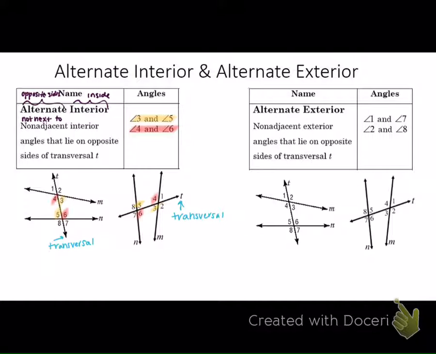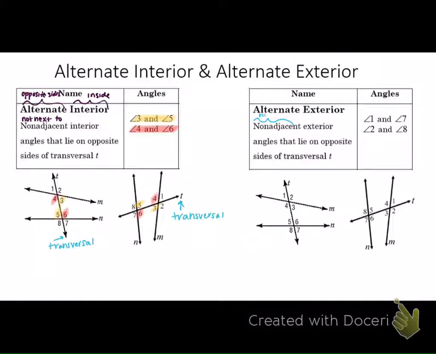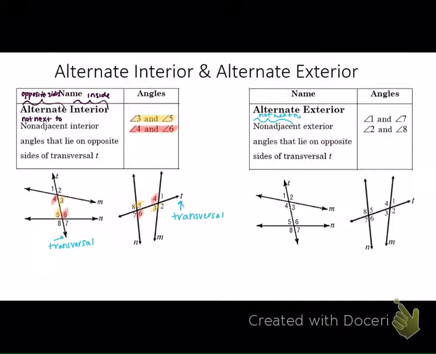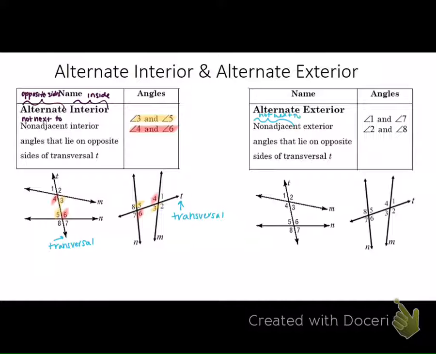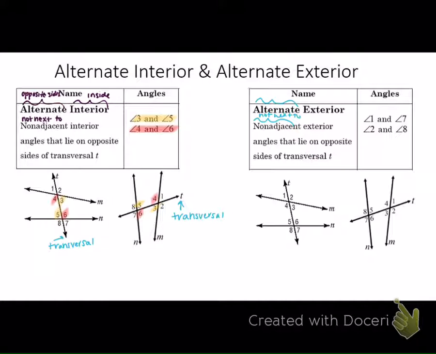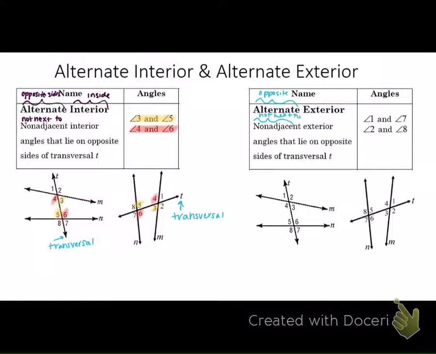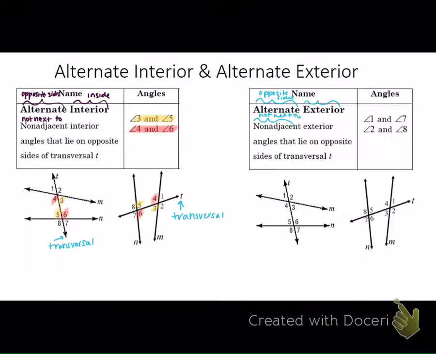So alternate exterior angles are non-adjacent. Again, non-adjacent, not next to. Exterior angles that lie on opposite sides of the transversal. So again, alternate meaning opposite sides. Exterior means outside the bread.